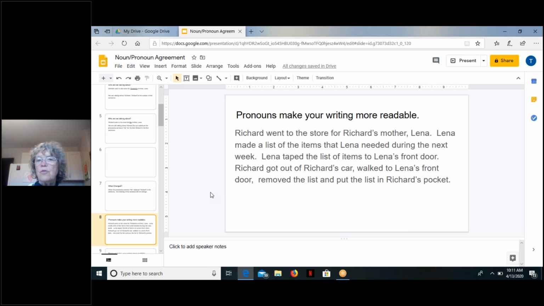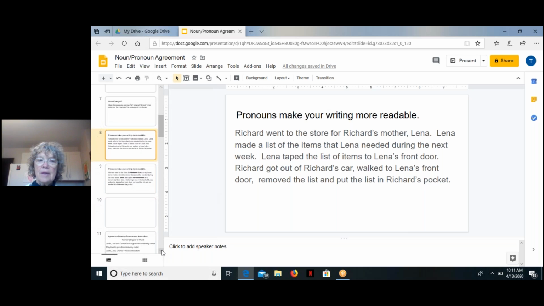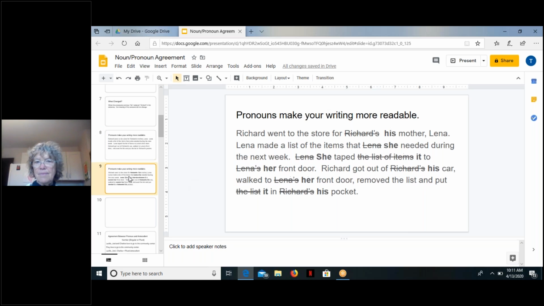Let's take this. Richard went to the store for Richard's mother, Lena. Lena made a list of the items that Lena needed during the next week. Lena taped the list of items to Lena's front door. Richard got out of Richard's car, walked to Lena's front door, removed the list, and put the list in Richard's pocket. Now, throughout those sentences, you know who we're talking about, but it's awkward because we've named Richard and Lena too many times.